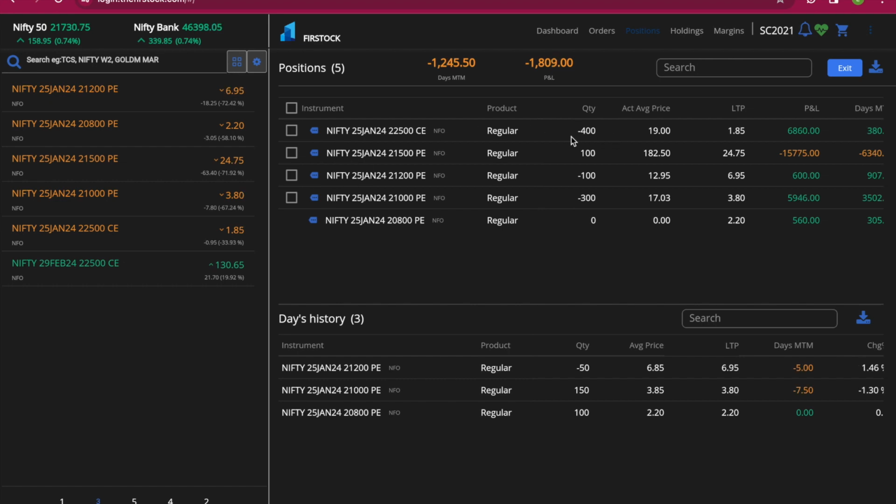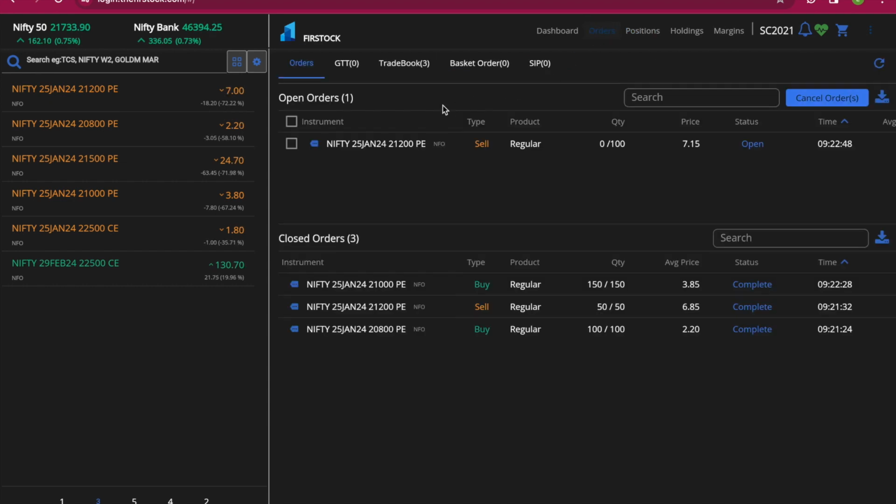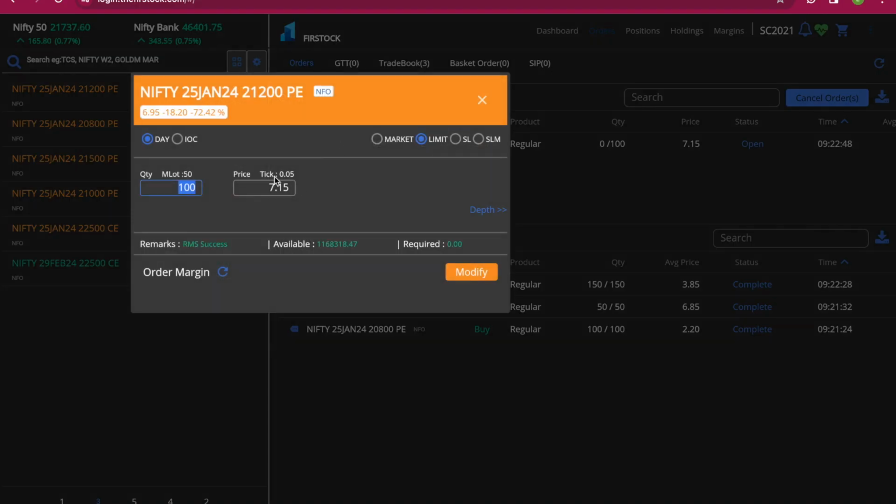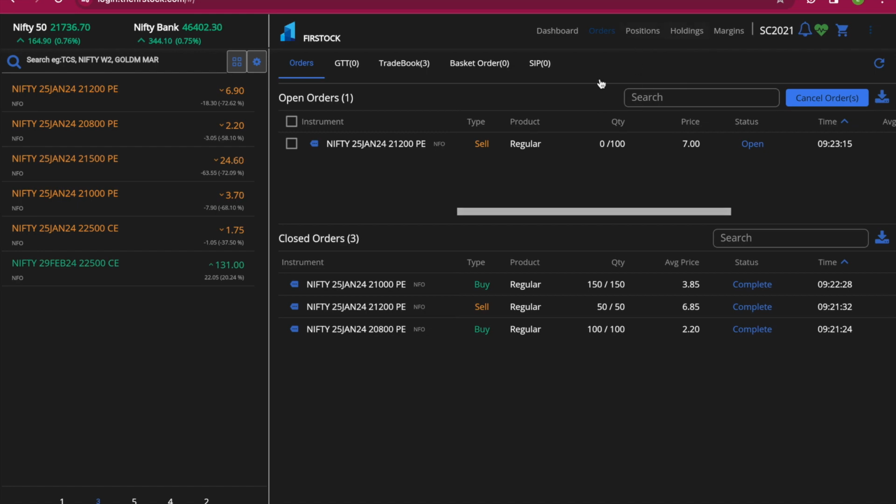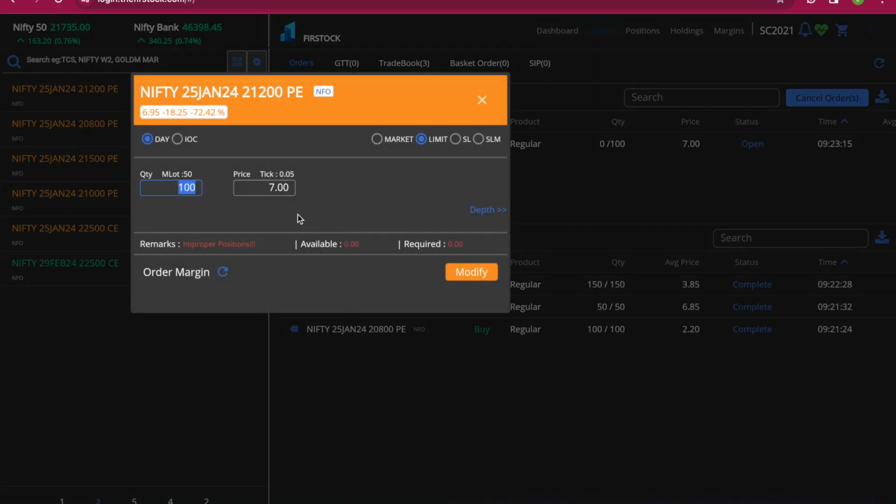On the CE side, 22,500 is never reachable, so that is going to decay completely. Here I go, just check the orders and modify. Put it at 7 and let's see. It's not even getting triggered at 7.